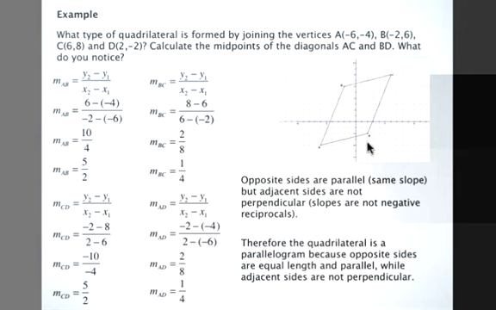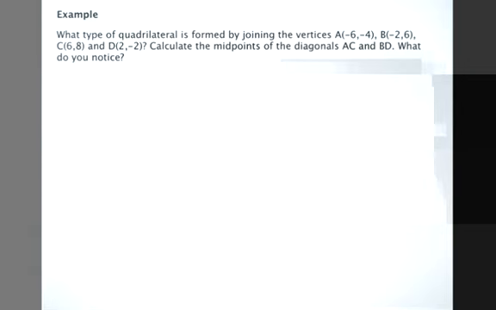So opposite sides are parallel. BC is parallel to AD. AB is parallel to CD because they have the same slopes, but the adjacent sides are not perpendicular. 5 over 2 is not the negative reciprocal of 1 over 4. So therefore, this quadrilateral is a parallelogram as we hypothesized because opposite sides are equal length and they're parallel, but the adjacent sides are not perpendicular.